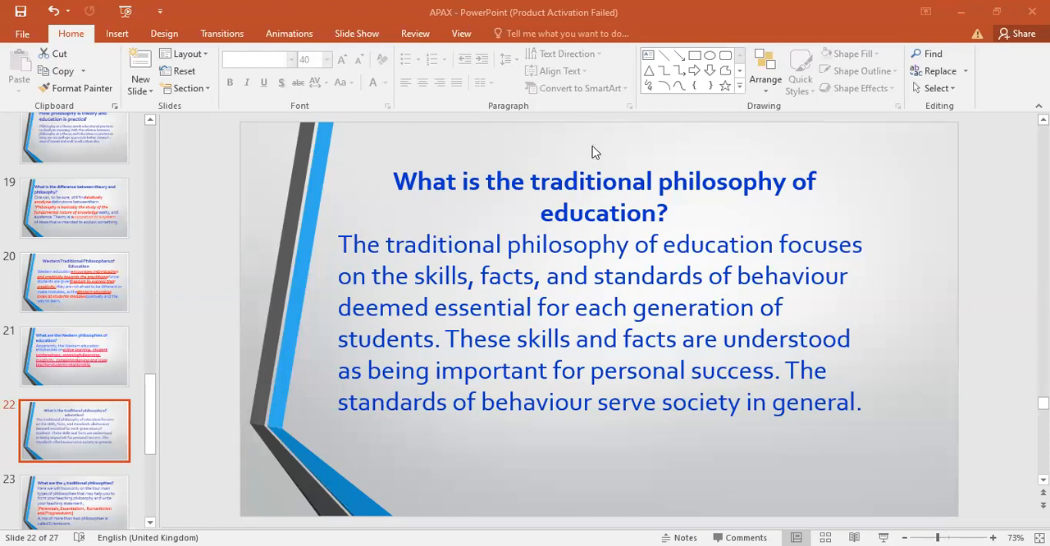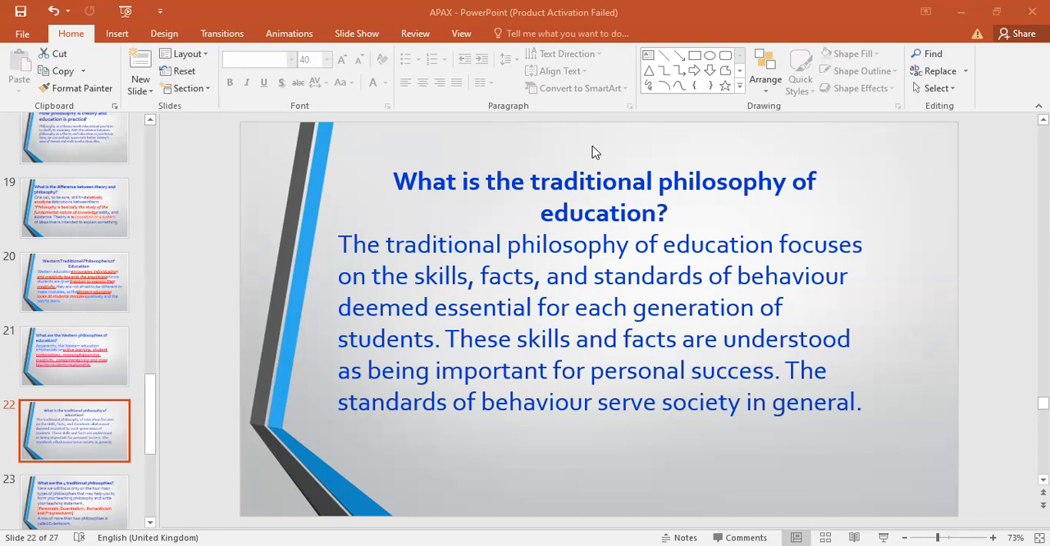Okay. What is the traditional philosophy of education? The traditional philosophy of education focuses on the skills, facts, and standards of behavior deemed essential for each generation of students. These skills and facts are understood as being important for personal success. The standards of behavior serve society in general. Traditional philosophy of education. Okay, right.